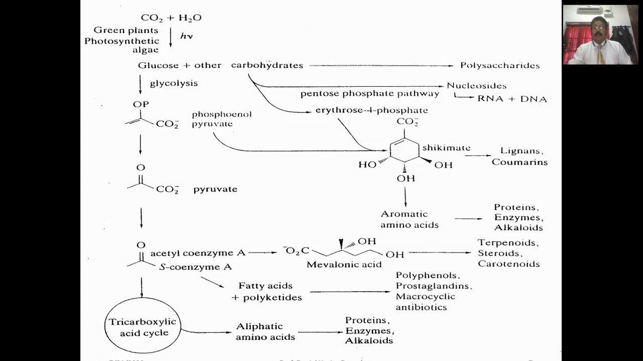And acetyl-CoA can also combine with fatty acid polyketides, and it can give rise to polyphenols, prostaglandins, and macrocyclic or macrolide antibiotics. And also you can see the citric acid cycle or TCA cycle will take in the acetyl-CoA, and then you can have aliphatic amino acids also. All the aliphatic amino acids present in nature can be produced from the TCA cycle, and you can get proteins, enzymes and alkaloids by this whole picture.